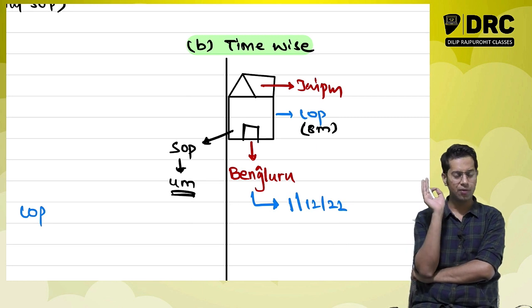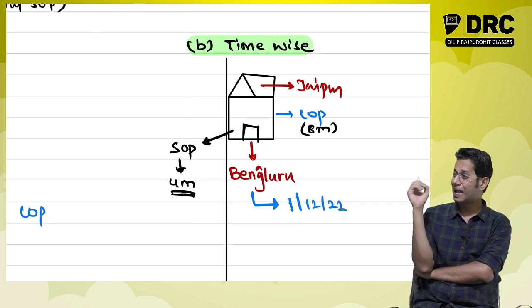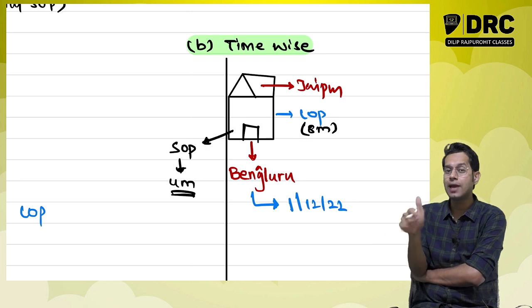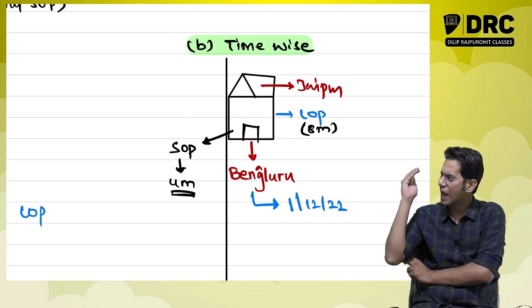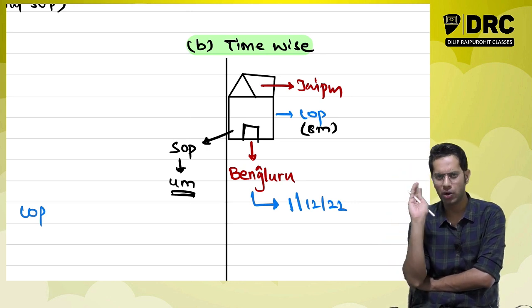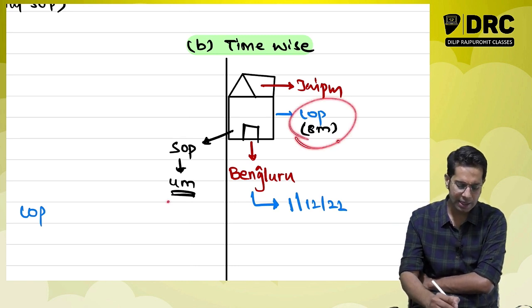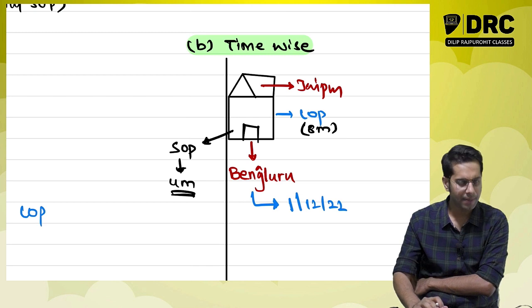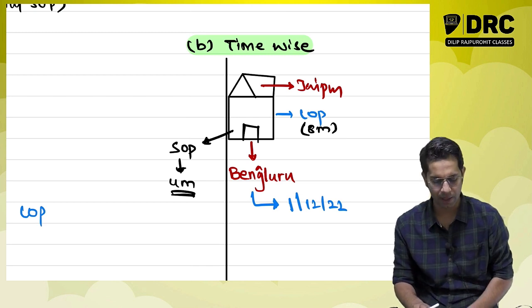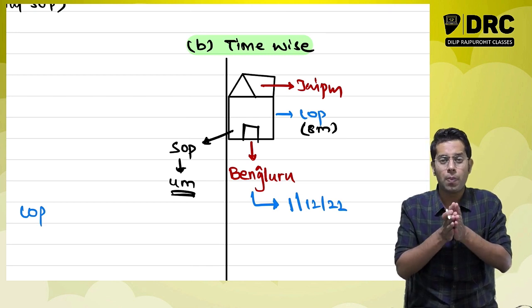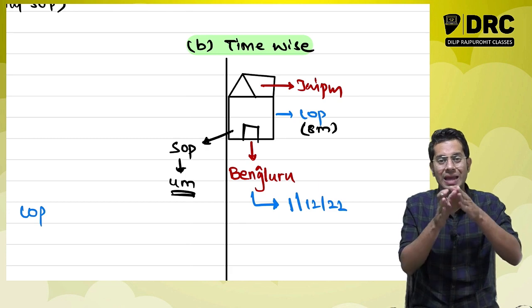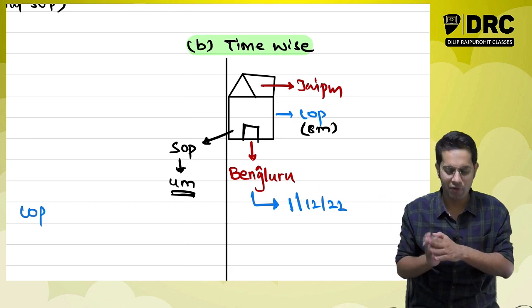So now what is happening in this question? This entire property, not a portion of the property, entire property was let out for a period of 8 months, and thereafter it was self-occupied by me. So now this property is partly let out, partly self-occupied, time wise.